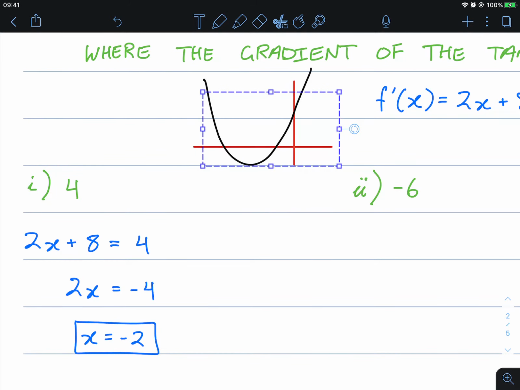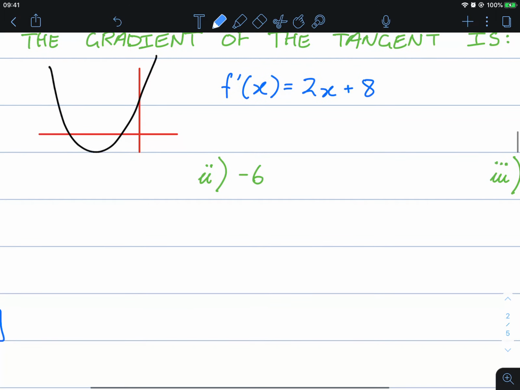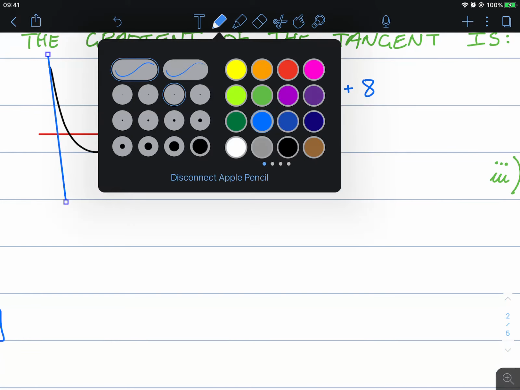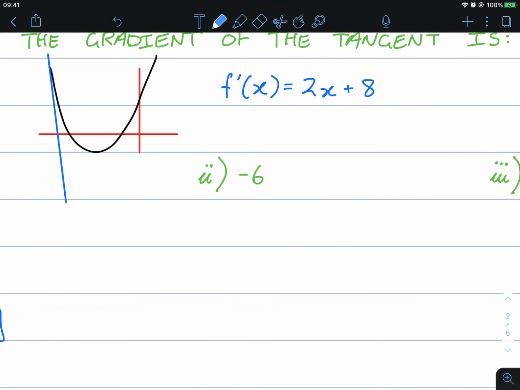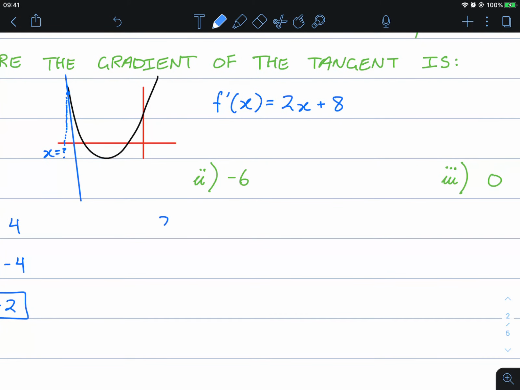Illustrating this next question again, -6. So a gradient of -6 is very steep in the negative direction, so it will be like this. So wherever that hits, we're looking for the x value at this point. Once again, to do this, 2x plus 8 equals -6.